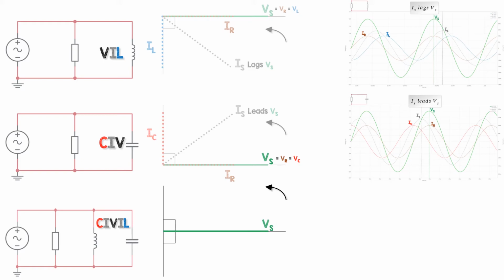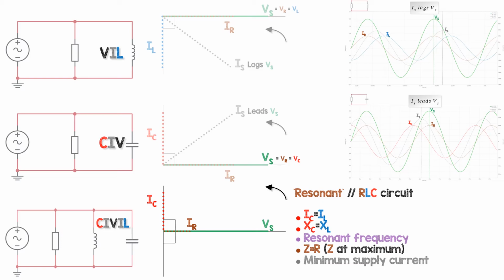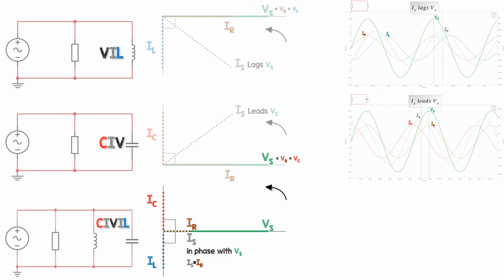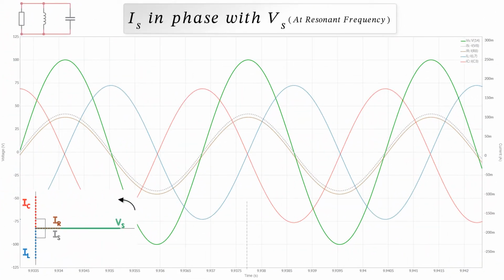Finally, the resonant frequency of our parallel RLC. The impedance is at a maximum, so we have a minimum supply current, and that is equal to the resistor current, and IC and IL are equal. We can look at the waveforms for this as well. So IS is in phase with the supply voltage, and IS also equals the resistor current, IR.